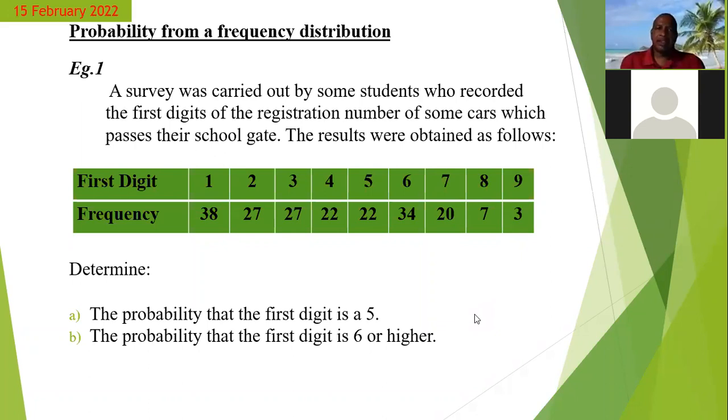Yes, guys, back to the question. So we say that the probability of getting a first digit which is a 5. What we'd have to do is look at the table and determine how many cars we have with the first digit being 5. Can anybody give us the answer to that?